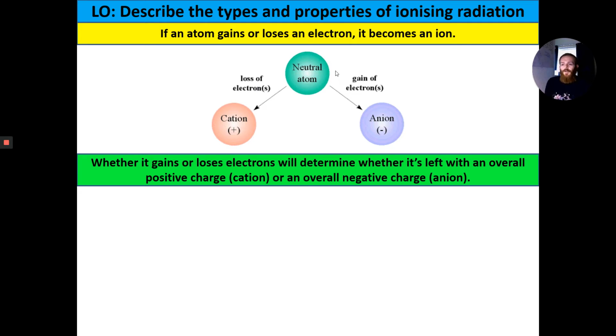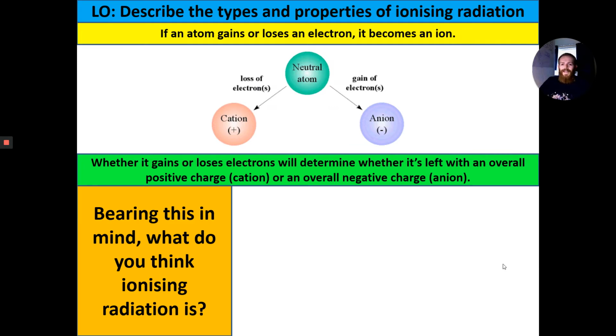It becomes an ion. There's 2 different types of ion, and I'll be honest with you, you don't need to know whether it's a cation or an anion for this topic. You do in other topics, especially in chemistry, but just for now, all I want you to know is if a neutral atom loses electrons or gains electrons, it becomes an ion. Whether it's a cation or an anion, it doesn't make a difference. Okay then, so bearing this in mind, what do you think ionizing radiation is?